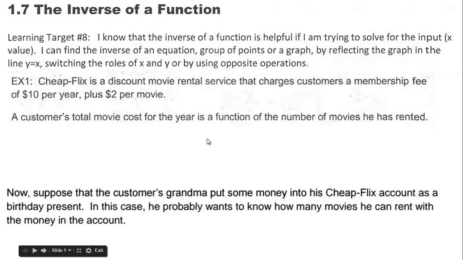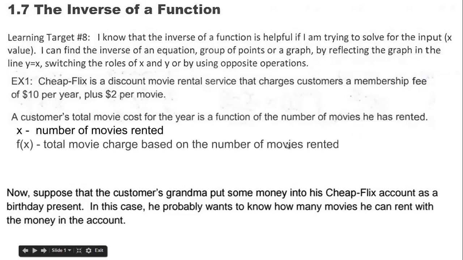So the customer's total movie cost for the year is a function of the number of movies he has rented. So x would represent the number of movies rented. f of x is the total movie charge based on the number of movies rented. That's what we let it represent. And so the equation would be f of x equals 2x plus 10. So 2 is the variable cost, 10 is the fixed cost membership fee.